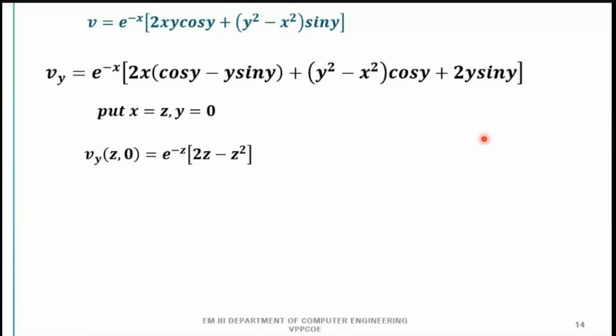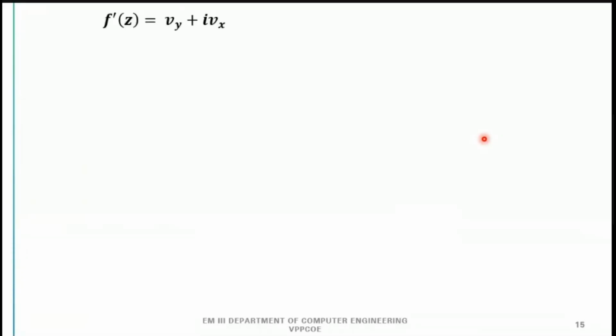Substituting everything in f dash of z, same thing again. Dy is e raised to minus z, 2z minus z square, and dx is equal to 0. Integrate. Hope you remember how to integrate that function.